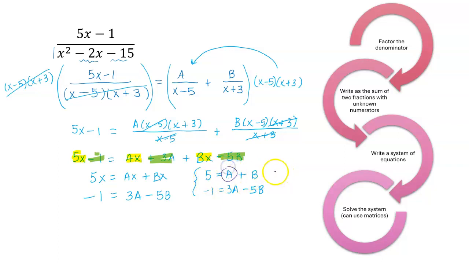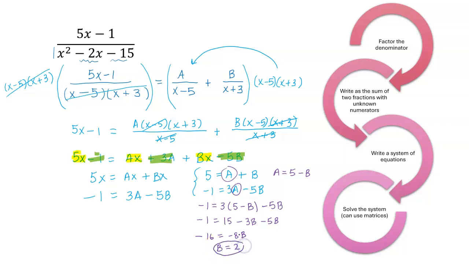I'm going to get a by itself. So a is equal to 5 minus b. Now I'm going to put a into the other equation. Minus 1 is equal to 3 times (5 minus b) minus 5b. I've now gotten rid of the a, so I'm going to do minus 1 is equal to 15 minus 3b minus 5b. Minus 16 is equal to minus 8b, so b is 2.